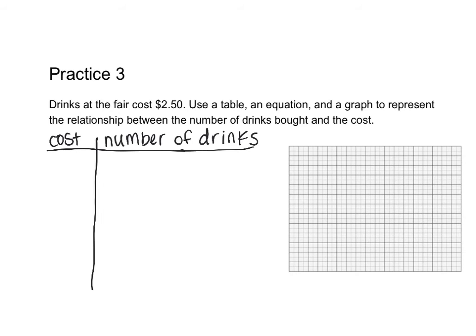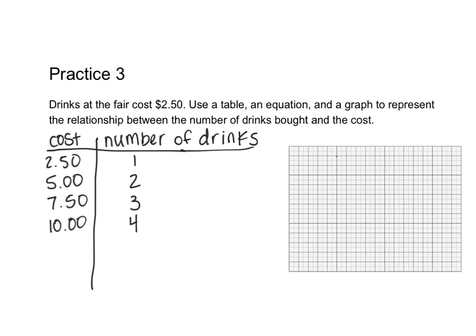Okay, so if the cost is $2.50, how many drinks did you buy? 1. Let's go to 2. If you bought 2 drinks, how much would it be? It would be $5. If you bought 3, it would be $7.50. If you bought 4, it would be $10. And so on, okay? So now let's go ahead and graph it.